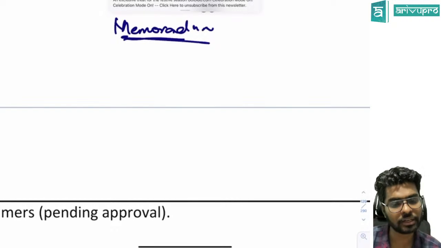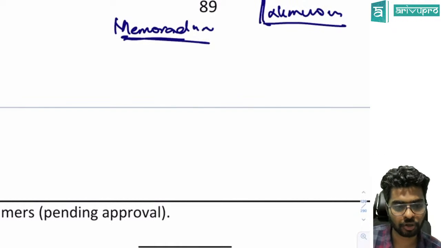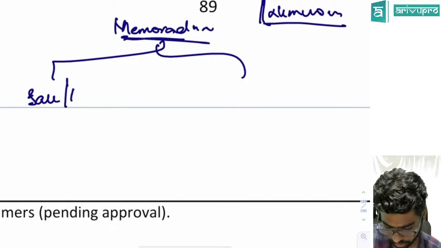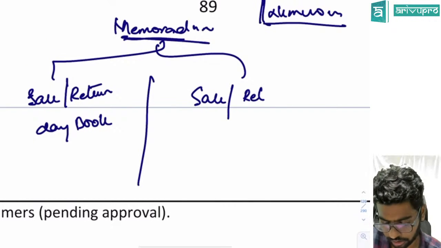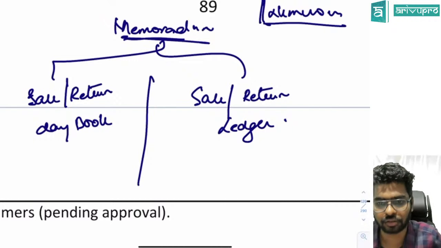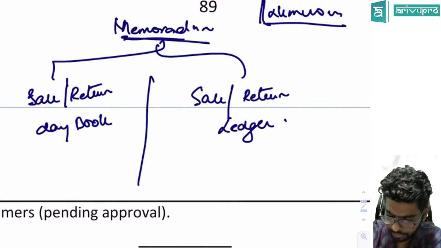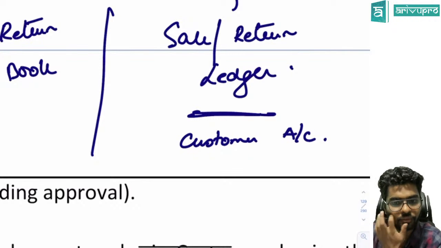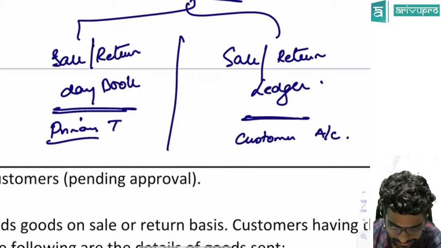Now, here, when the transactions are numerous, I do a memorandum book. This memorandum book, basically there are two ledgers. Ledger number 1 is called the sale or return day book. Second one is called the sale or return ledger. This ledger will contain all the customer accounts. And the sale or return book is a primary book where all the transactions are recorded.